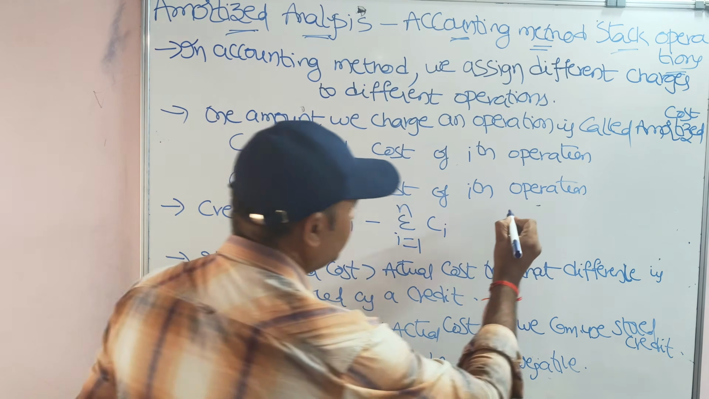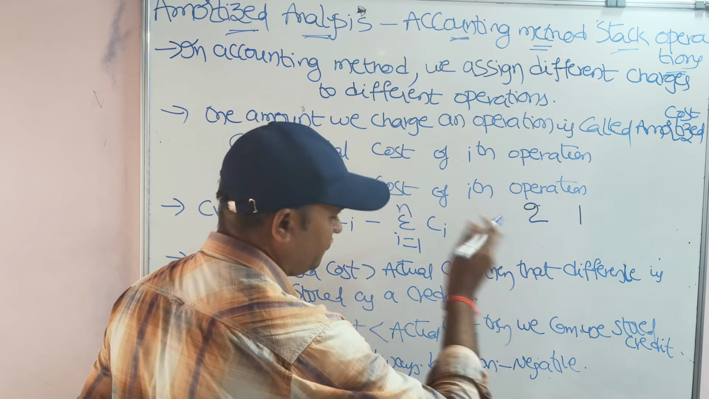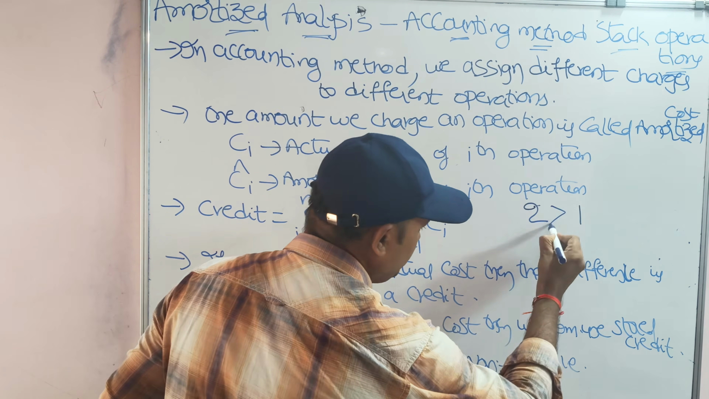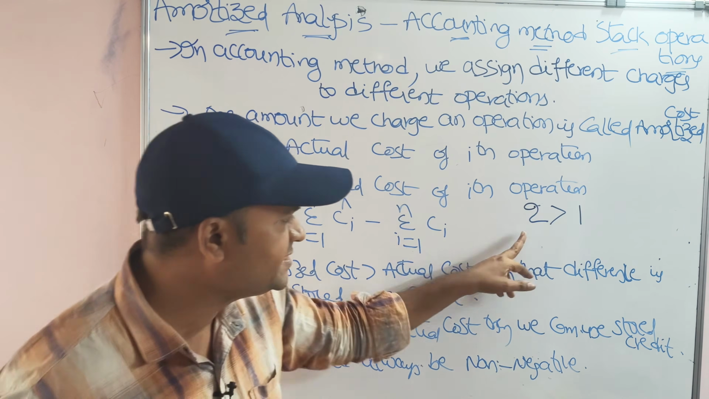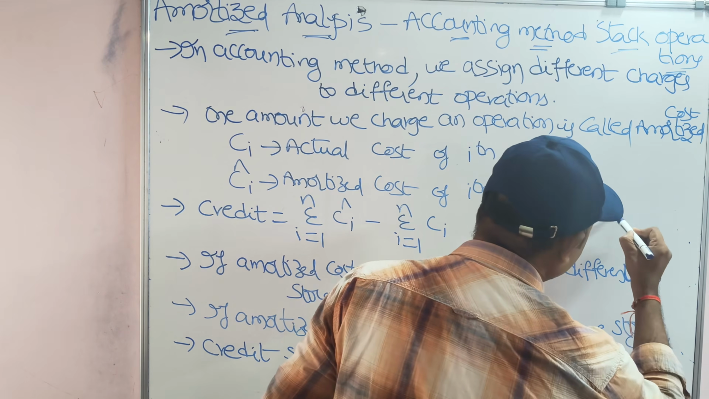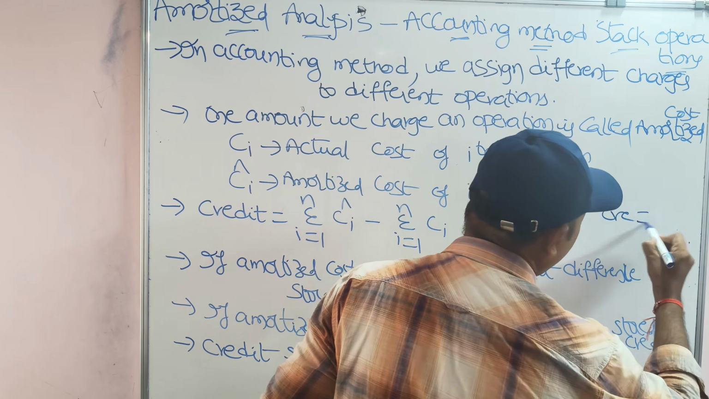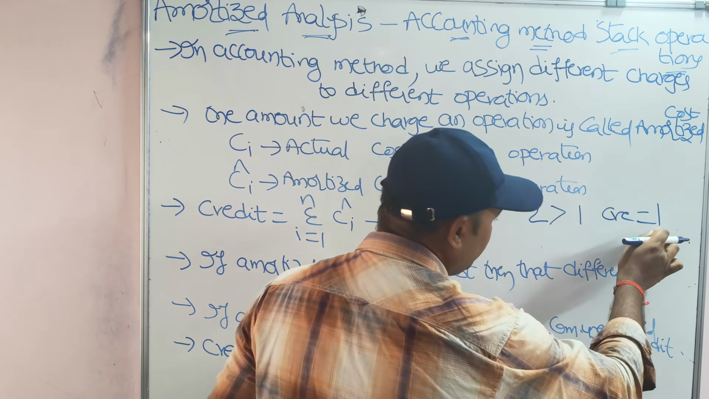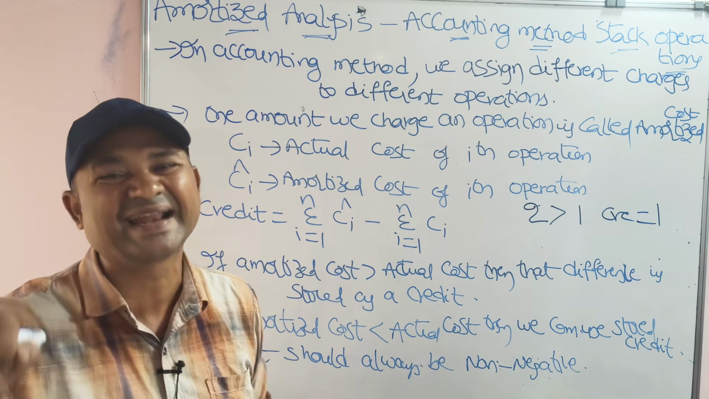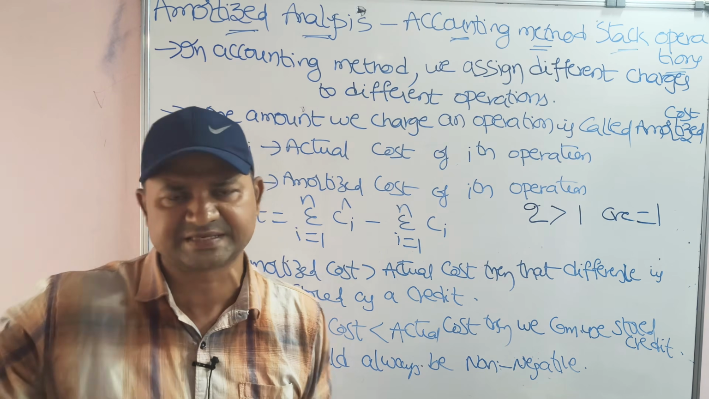Let amortized cost be 2, whereas the actual cost is 1 for one operation. So 2 is greater than 1. Amortized cost is greater than the actual cost. What is the formula for credit? Credit equal to amortized cost minus actual cost. So 2 minus 1 means 1. This 1 will be stored as a credit, and we can use that credit for our future purposes.